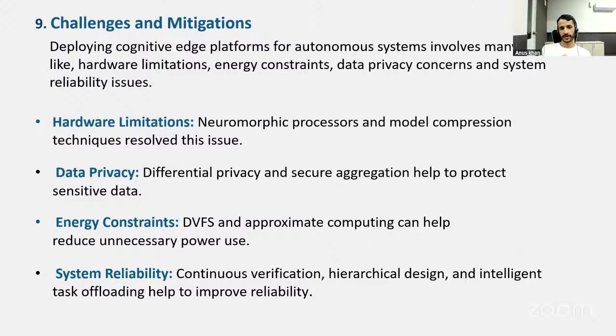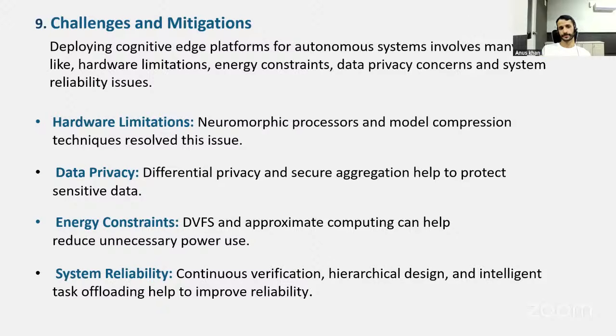For hardware limitation, we can use neuromorphic processors and model compression techniques to resolve these issues. For data privacy concerns, we can use differential privacy, secure aggregation, and homomorphic encryption to protect sensitive data. For energy constraints, DVFS and approximate computing can help us significantly reduce unnecessary power usage. For system reliability issues, continuous verification, hierarchical design, and intelligent task offloading can help us significantly to improve reliability.